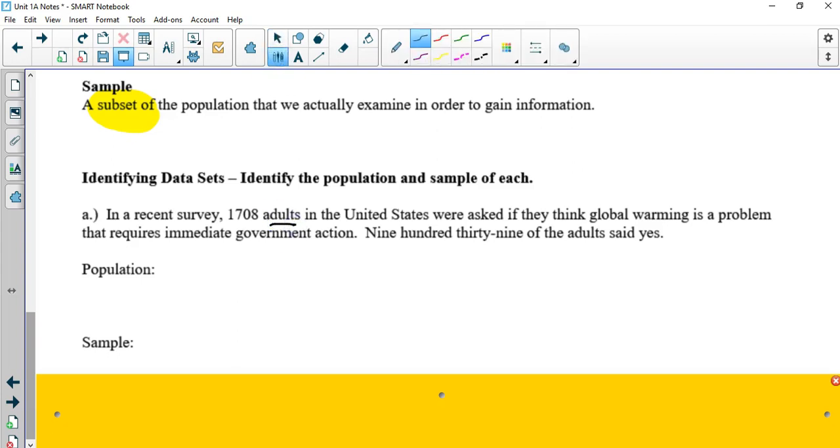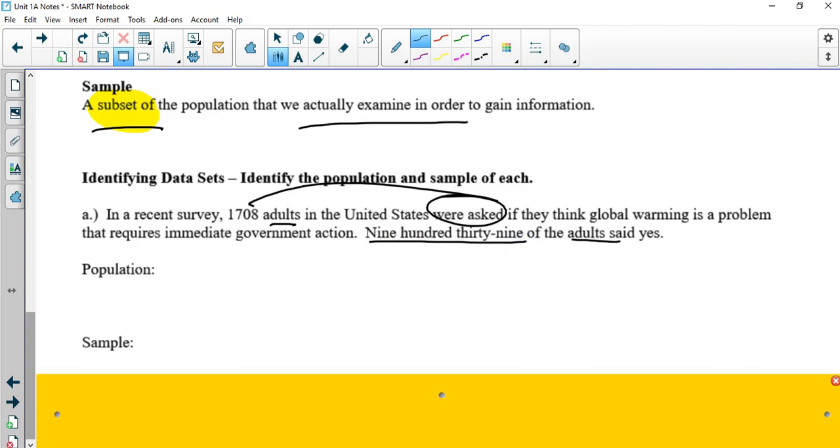Adults, okay? So, we know we're talking about adults. In a survey, 1,708 were asked. This is the number that were asked, the 1,708. Now remember, we said a sample is a subset that we actually examine. So how many did we examine? Did we examine 1,708 or 939?